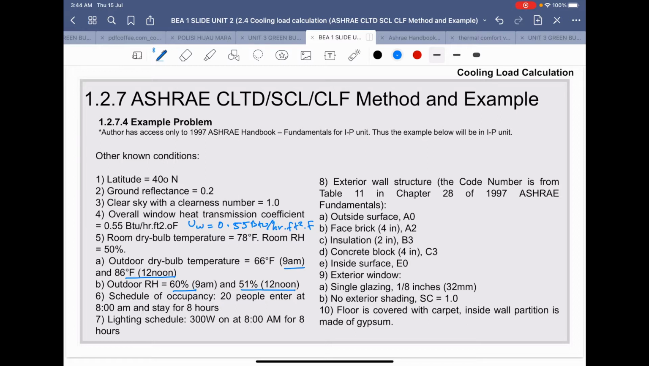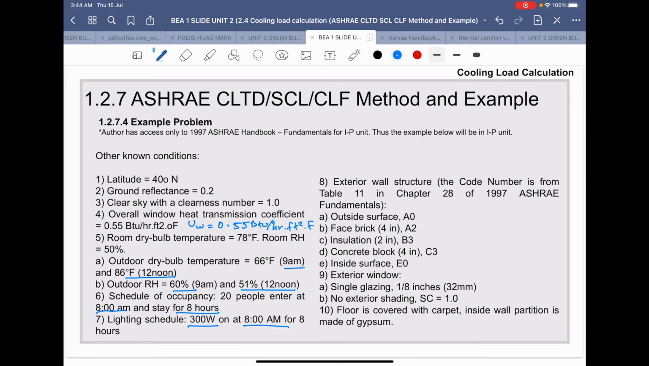For the schedule of occupancy, the class is made for 20 people. That is 20 students in the class, who will enter the class at 9 AM and stay for 8 hours. So this is an 8 hour class, and the class will begin at 9 AM. For the lighting schedule, we use 300 watts of lamp, also for 8 hours, starting at 8 AM in the morning.